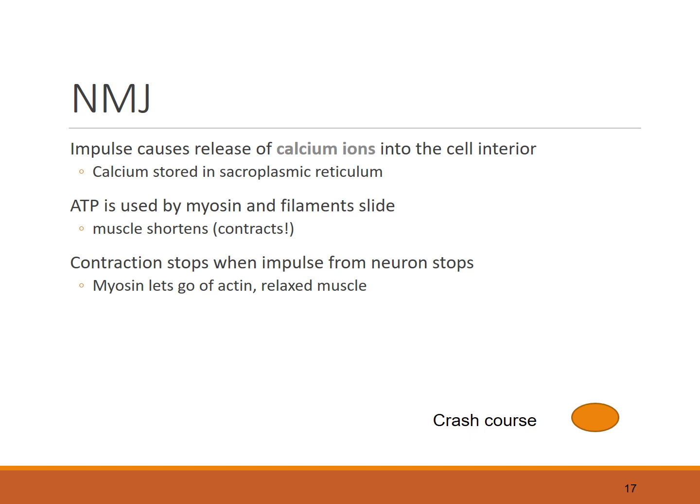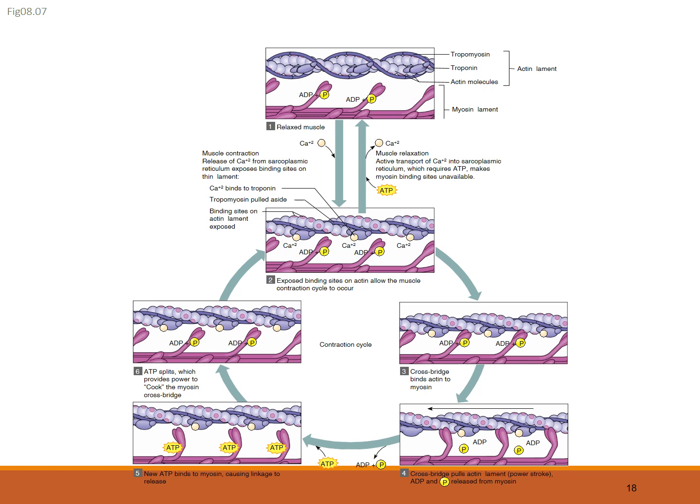When sarcomeres contract, the entire muscle shortens. The contraction is going to stop when the impulse from the neuron stops. Calcium is going to go back into the sarcoplasmic reticulum, and the myosin is going to let go of the actin, and the muscle is going to relax. So again, I'm really intending to not make this overly complicated. Number one, this is the muscle relaxed. The actin is in its inactive state, and we're not going to worry about tropomyosin and troponin. Those are all regulatory proteins, but the actin does not have its binding sites exposed.